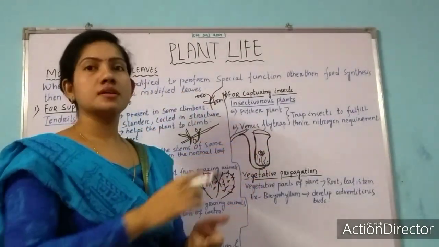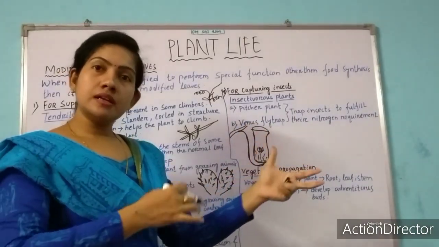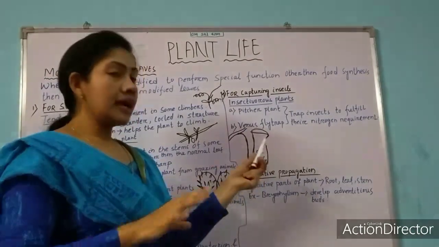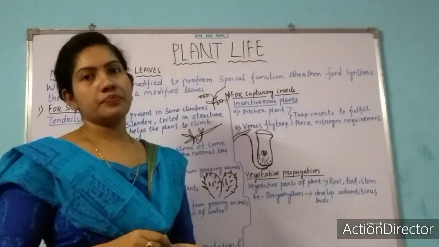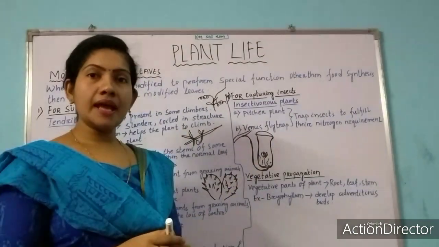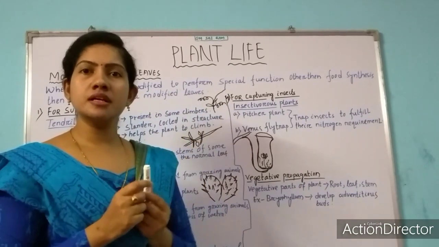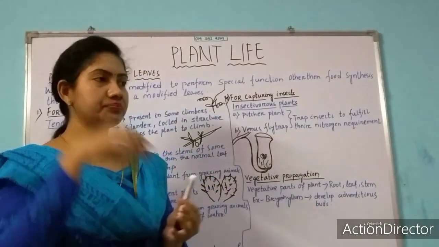The pitcher will close its leaf, and the insect now cannot come back outside and gets digested, chewed inside the pitcher. So this is a pitcher plant which takes insects and takes their nitrogen content into its body to fulfill its nitrogen requirement.